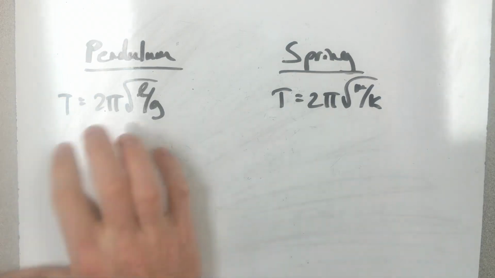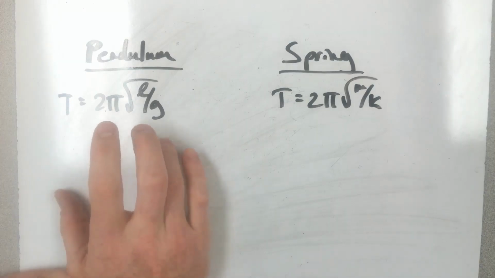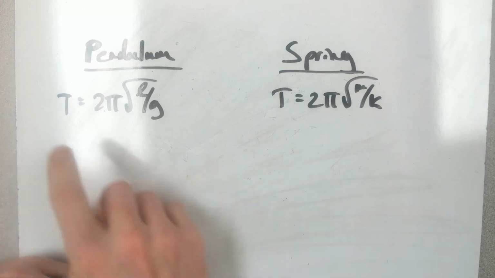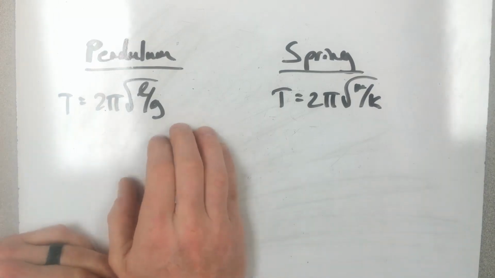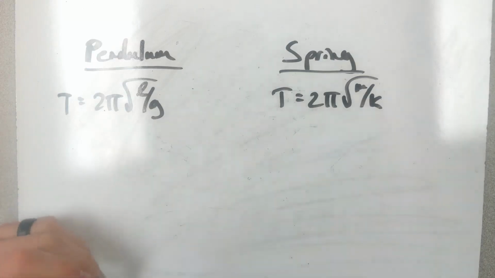Now, the things that are in this equation are period, length, and the acceleration due to gravity, which means those are the only things that matter to this equation, that change the period. So the length and the acceleration due to gravity are the only things that change it. It doesn't matter how much mass is hung from the end of the pendulum, and it doesn't matter how far you pull the pendulum to the left or right.